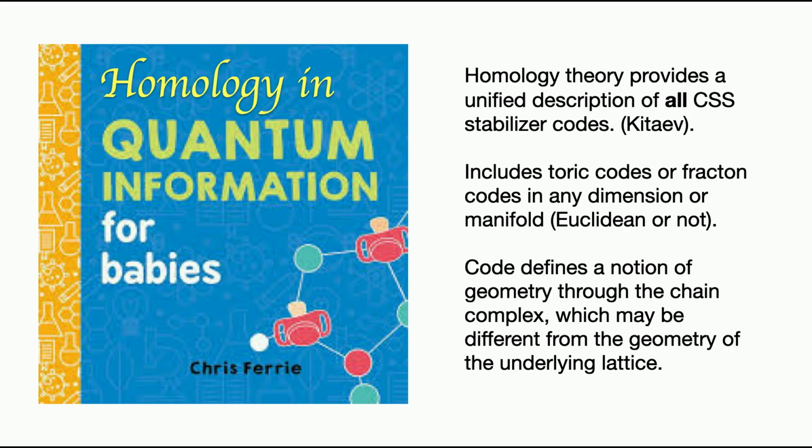So this includes the 2D toric code that we talked about. It includes all of these fracton models, and it actually includes codes in any dimension or any manifold, Euclidean or not. And the key punchline is that your code is going to define a notion of geometry through this mathematical concept called a chain complex. The notion of geometry and the dimensionality of that geometry can be completely different from the geometry of the underlying lattice. And it's this code geometry, defined in terms of the chain complex, which sets the relevant properties.